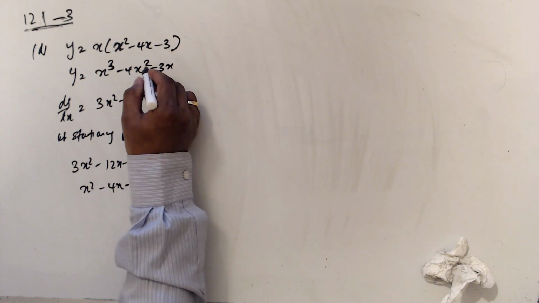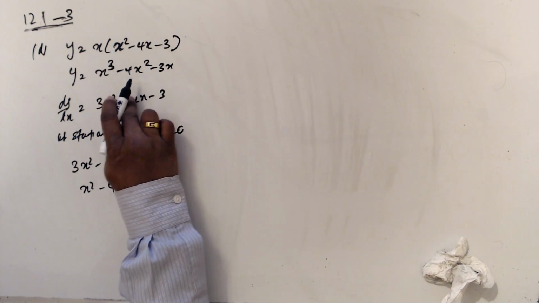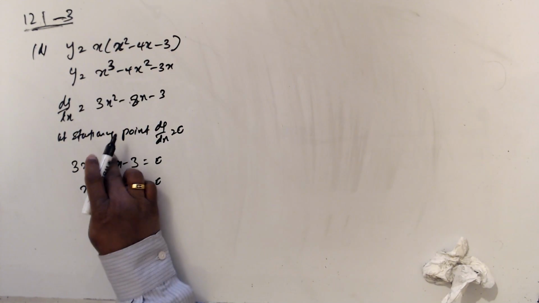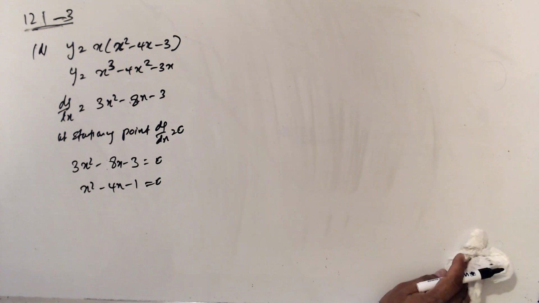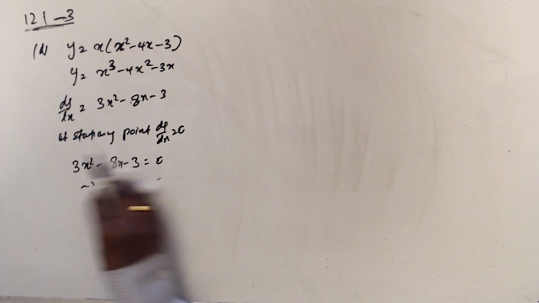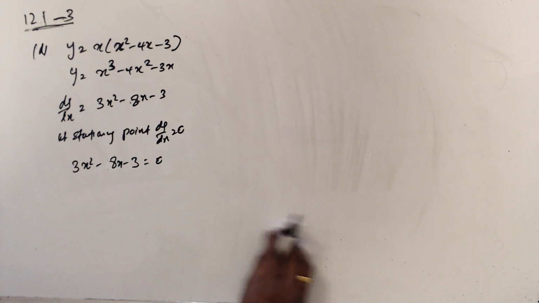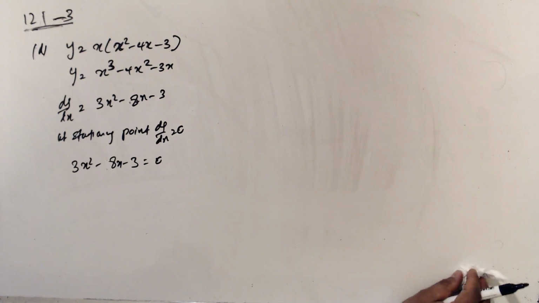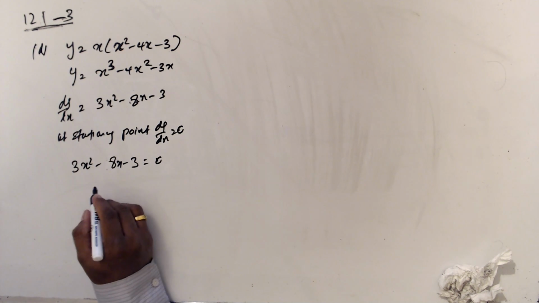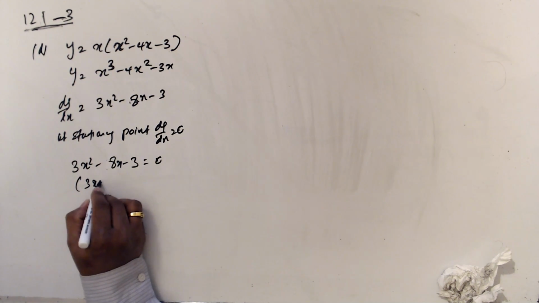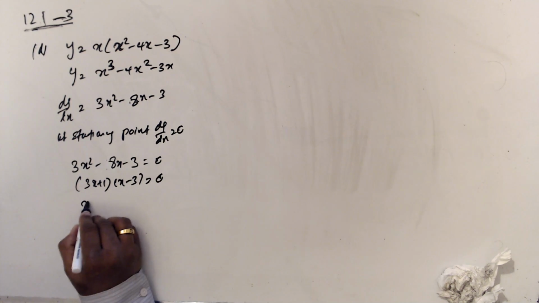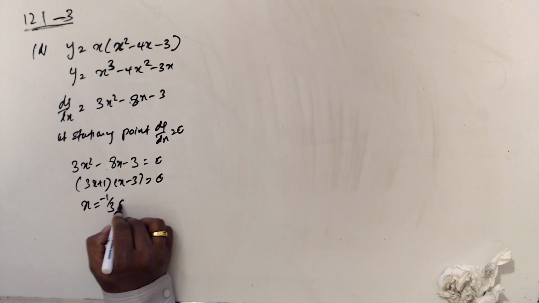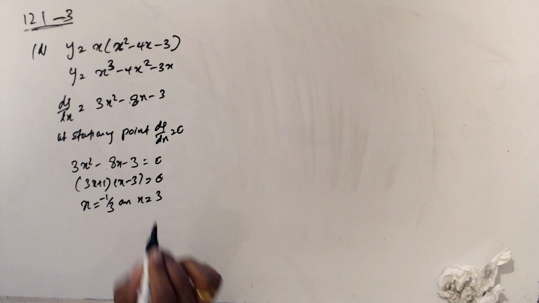I think this is 4 times 2 times 4, not 12, 8. So this is the one, 3x square minus 8x minus 3 equals 0. So I can break this one, 3x plus 1 and x minus 3 equals 0. x equal minus 1 over 3 or x equal 3.